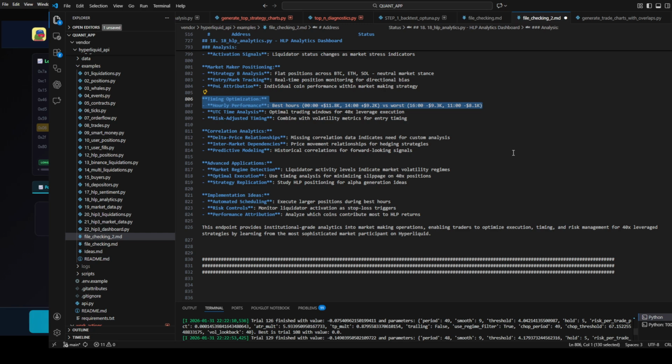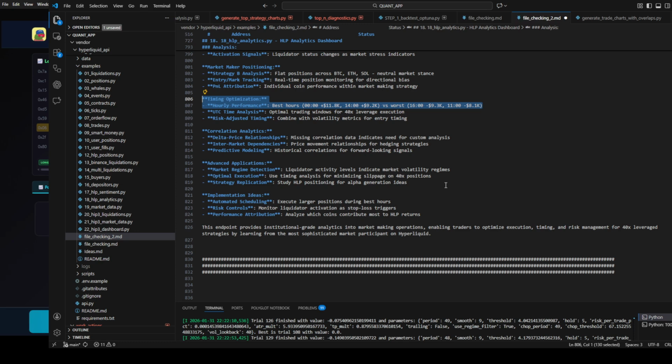UTC time analysis, optimal trading windows, 40x leverage execution. Oh, sorry, I'm skipping back. We were here: price movement relationships, hedging, predictive modeling, historical correlations for forward-looking signals. Advanced applications: liquidator activity levels indicate market volatility regimes. Optimal execution using time analysis for minimizing slippage on 40x positions. Strategy replication: study HLP positioning for alpha generation ideas.